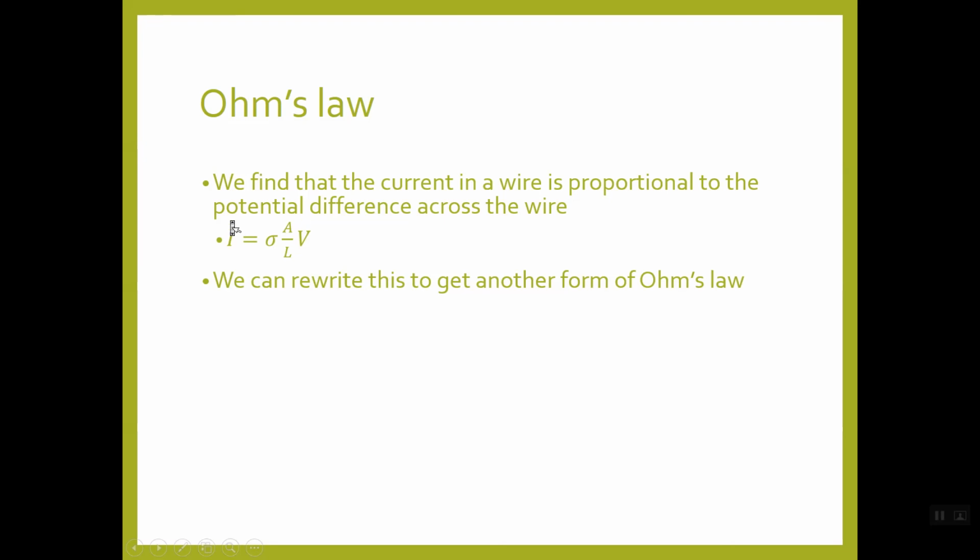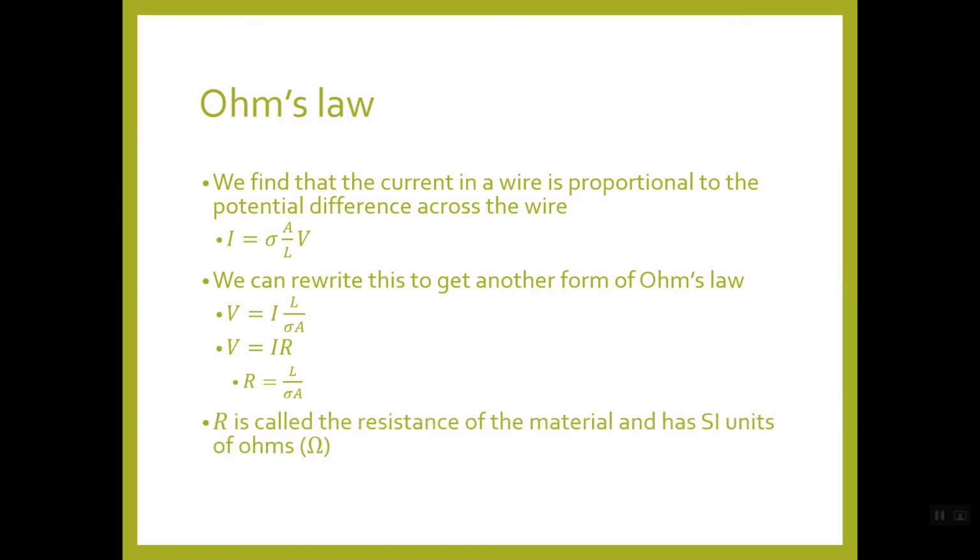And if we rewrite what you found in example problem 7.1, you get another form of Ohm's law, where the potential is equal to I L over sigma A. And we can write that as the potential is equal to I times R, where R is L, the length of your wire, over sigma, the conductivity of your wire, times A, the cross-sectional area of your wire. R is called the resistance of the material and has SI units of ohms.